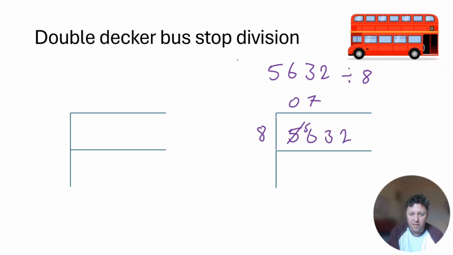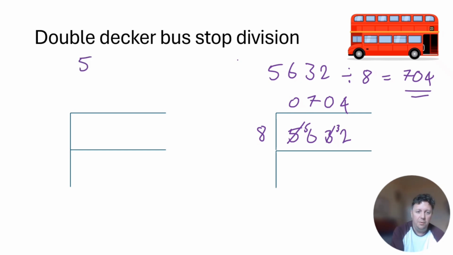Now 8 into 3, that doesn't go. So we cross that out, we put the 0 up there, carry over the 3. Now 8 into 32 goes 4 times. So quite quickly, we can see that 5,632 divided by 8 equals 704. Now this time I'm going to do it again, but I'm going to do it using the double-decker bus stop method.